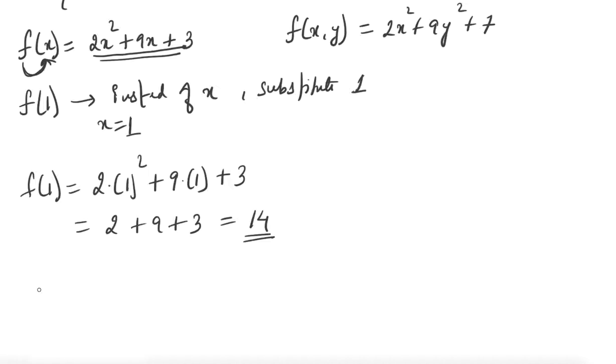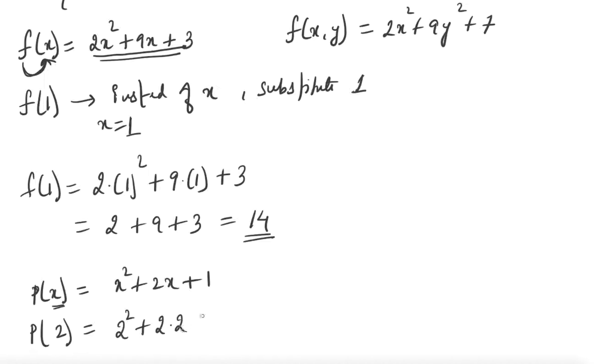Simple. Say I have another polynomial p of x. This is just a name, don't get confused with this. It means that the given polynomial is a function of x. Say x square plus 2x plus 1. If I ask you the value of p of 2, instead of x, you need to substitute 2. So you have 2 square plus 2 into 2 plus 1. That is 4 plus 4 plus 1 equals 9. Hence this is the meaning of p of 2.